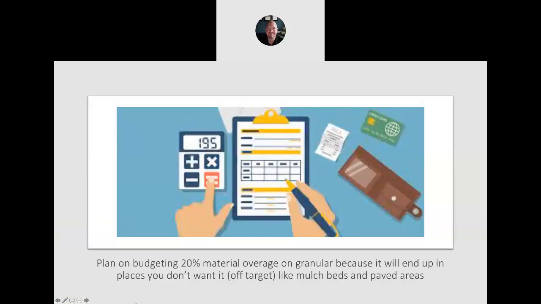So, as far as budgeting, I typically tell people to plan on budgeting about 20% material overage on granular because it's going to end up places that you don't want it to, what we would call off target sites, like mulch beds and paved areas.